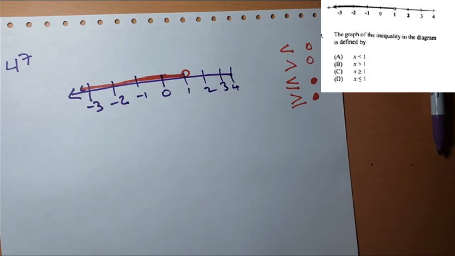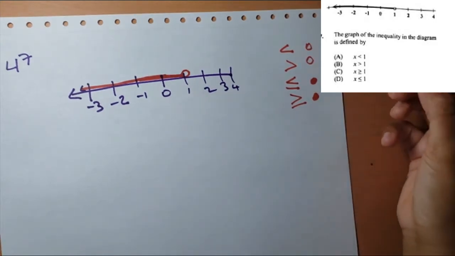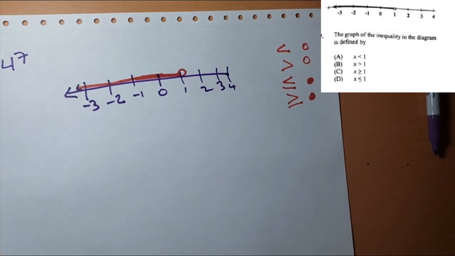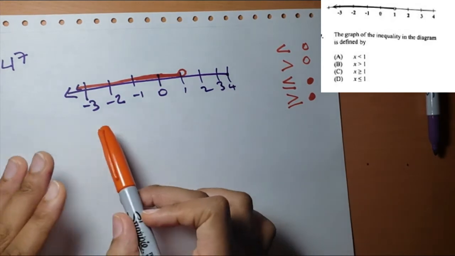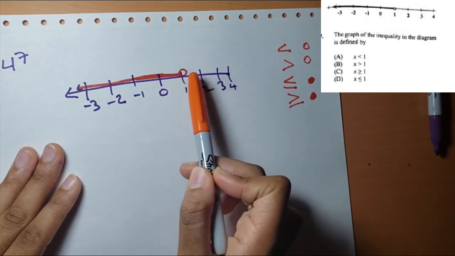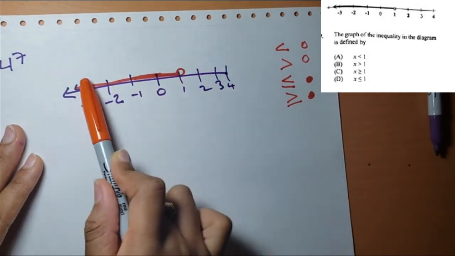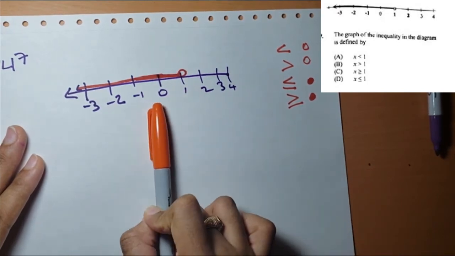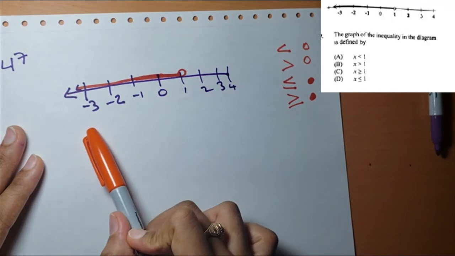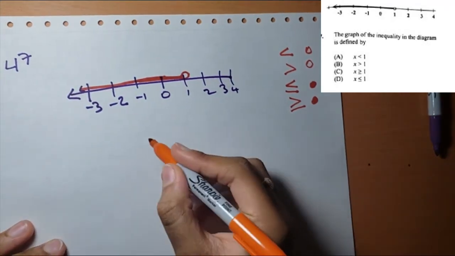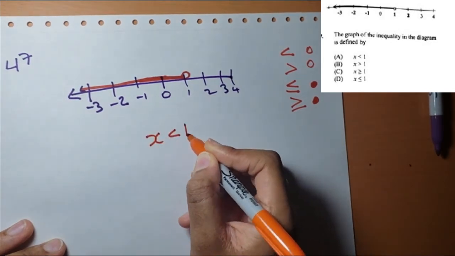So the first thing that we realize is that it's not filled in, so therefore it has to be either one of these. Now, is it less than or is it greater than? So now we realize that we have the negatives and then we're moving into the positives. So therefore it is saying that the inequality is taking everything down this side. So all of these numbers are less than 1. 0 is less than 1, -1 is less than 1, -2 is less than 1, -3 is less than 1. So therefore the inequality that we are looking for is x is less than 1.